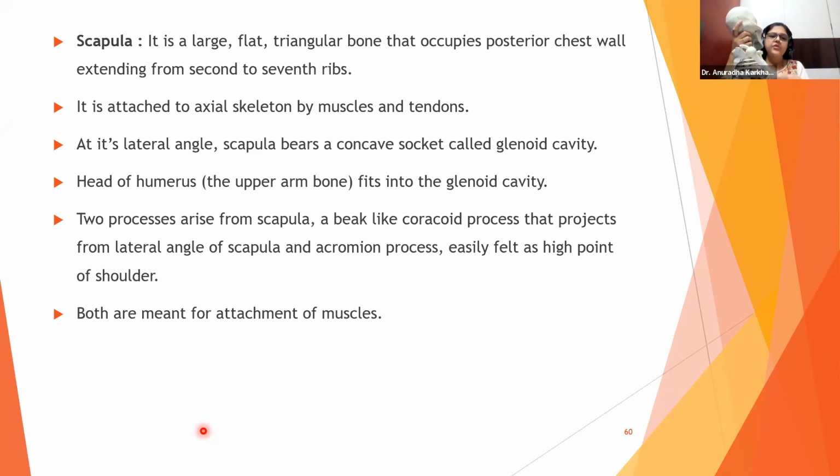Two processes arise from the scapula: a beak-like coracoid process that projects from the lateral angle of the scapula, and the acromion process, easily felt as the high point of your shoulder.